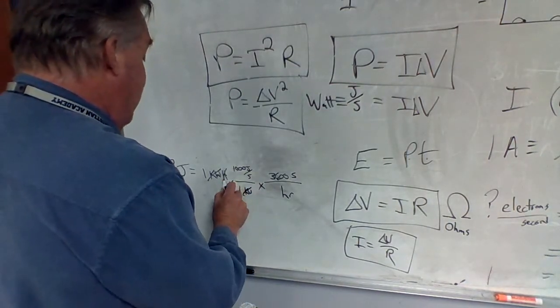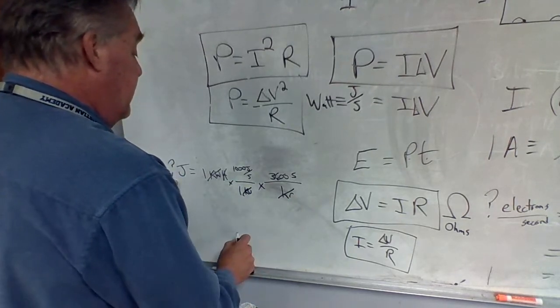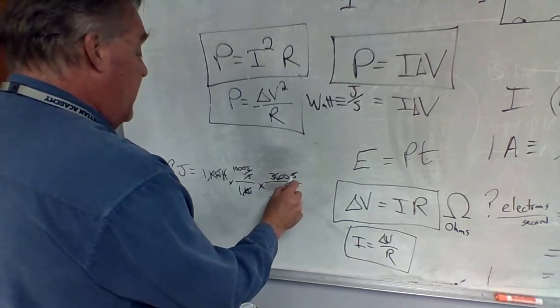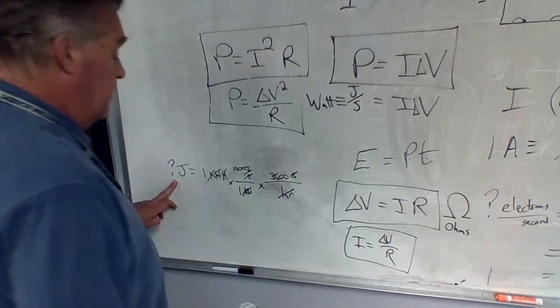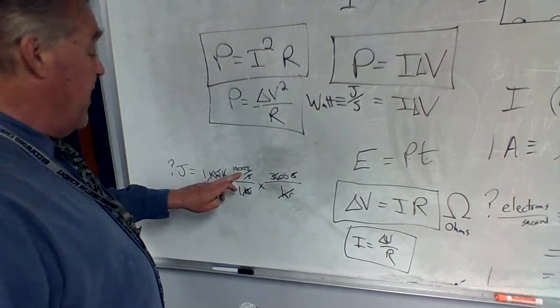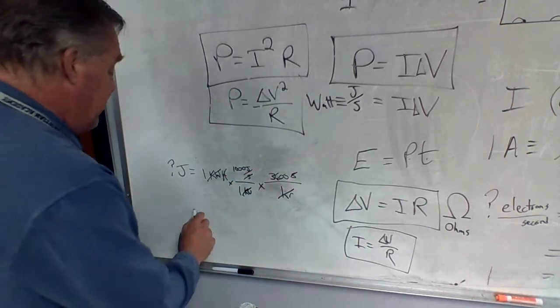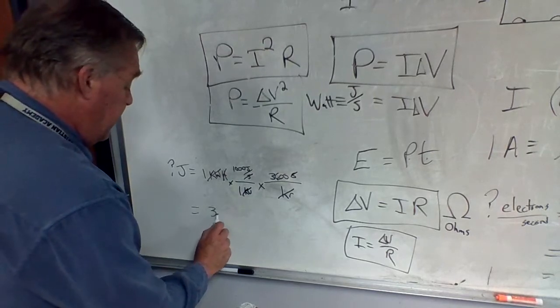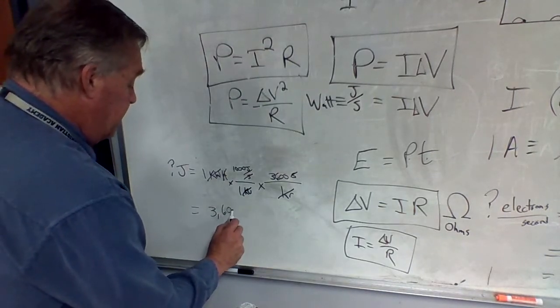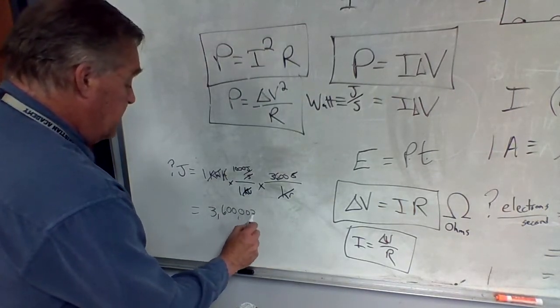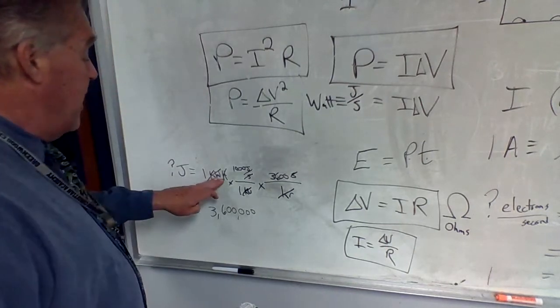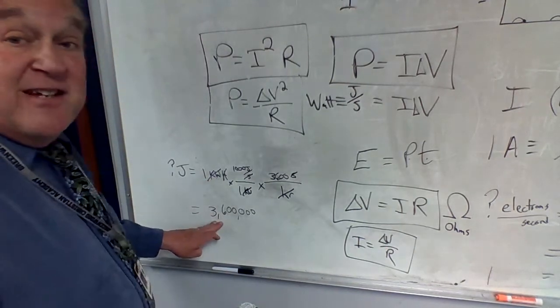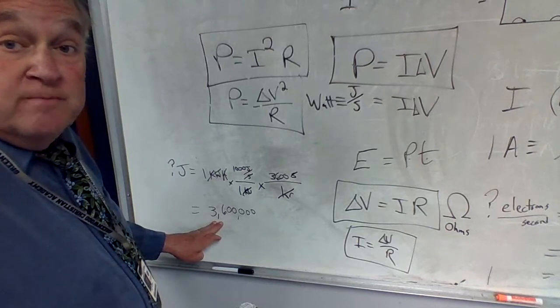Yeah, and then my hours go away. All right, and my seconds go away, and I'm left with joules. Okay? So 1,000 times 3,600 is 3,600,000. So 1 kilowatt hour is 3,600,000 joules.